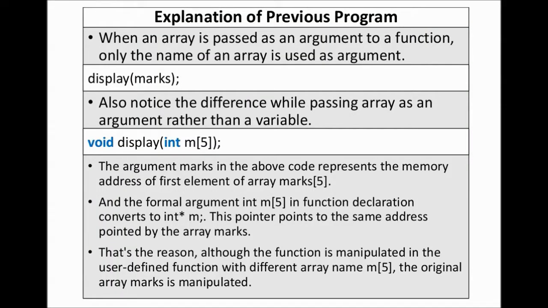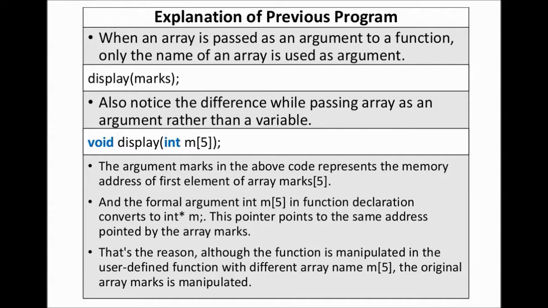When an array is passed as an argument to a function, only the name of the array is used as the argument. So that is display(marks). Here marks is the array name, display is the function. Number 2, also notice the difference while passing an array as an argument rather than as a variable. If we pass this array as a variable, we call this function as void display(int m), and then we enter the size of the array.